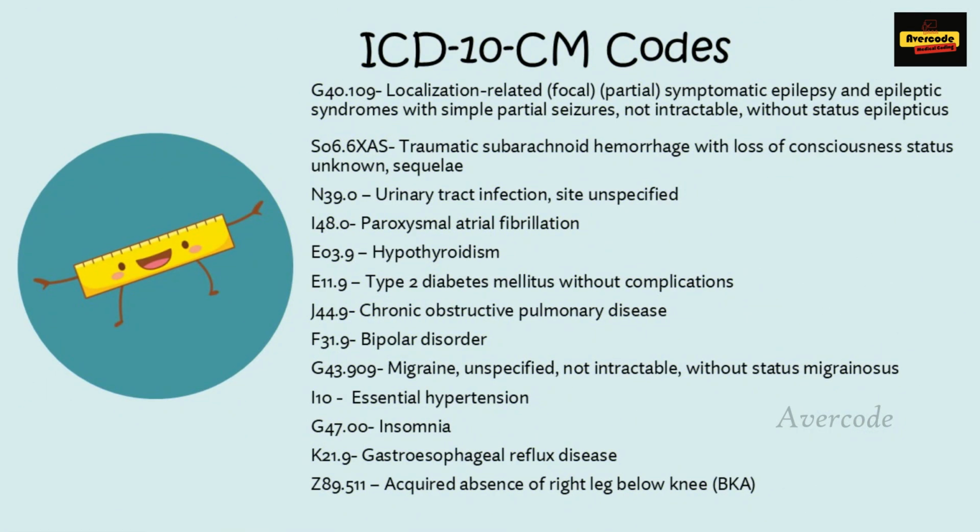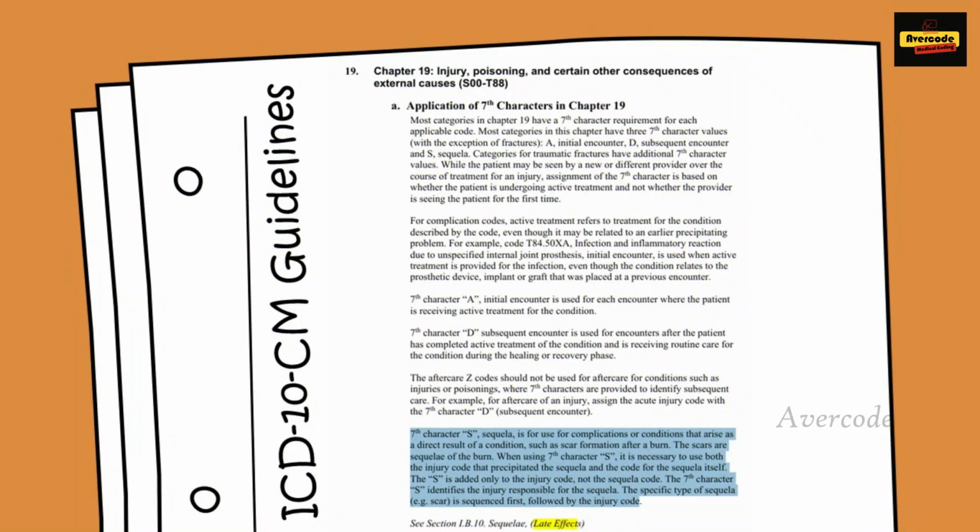Let's code this chart. Patient was admitted with breakthrough seizures and patient had epilepsy due to brain injury. When the patient has seizure and epilepsy, we need to code only epilepsy, but epilepsy was due to late effect of subarachnoid hemorrhage of brain injury, so we need to code epilepsy first followed by sequelae of subarachnoid hemorrhage, which is a late effect condition. Let's see what the coding guidelines say for late effect coding.